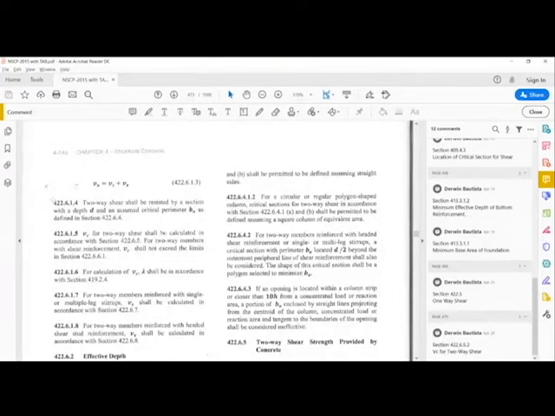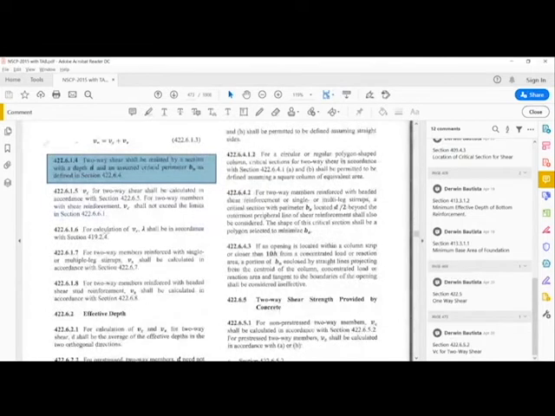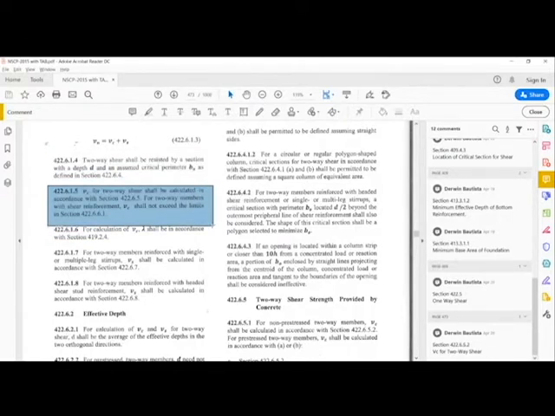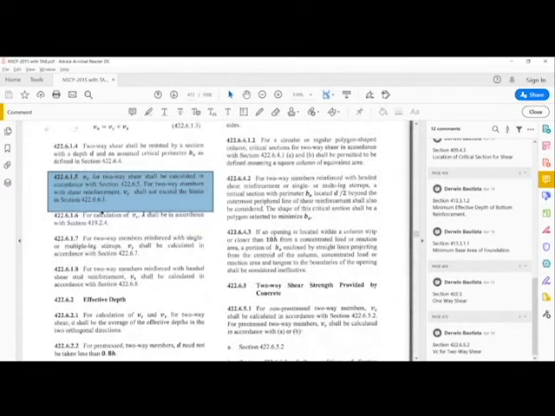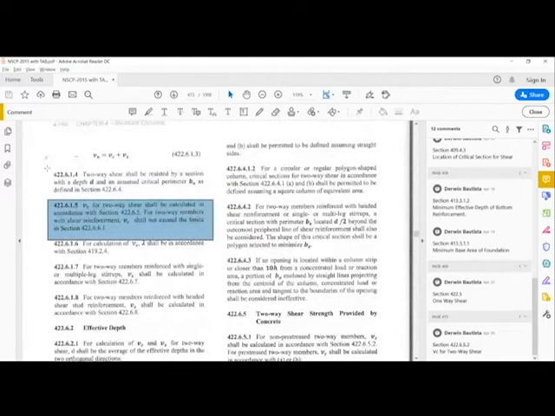So according to section 422.6.1.4, two-way shear shall be resisted by a section with a depth d and an assumed critical perimeter bo as defined by section 422.6.4. Vc for two-way shear shall be calculated in accordance with 422.6.5 and shall not exceed the limits in section 422.6.6.1. Okay?